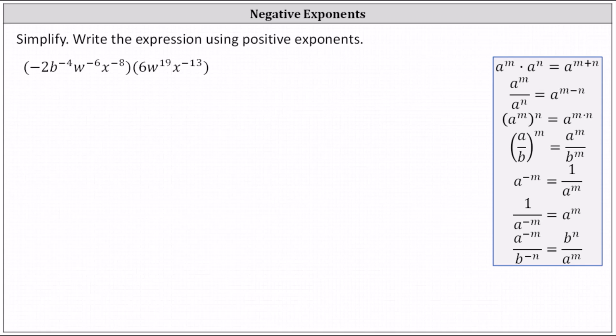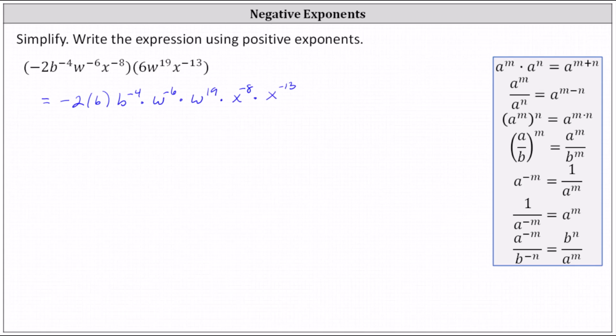Because we are multiplying, due to the commutative property of multiplication, if it's helpful, we can change the order of the multiplication. For example, we can write the given product as negative 2 times 6 times b to the power of negative 4 times w to the power of negative 6 times w to the power of 19 times x to the power of negative 8 times x to the power of negative 13. Notice I changed the order of the multiplication so the factors with the same base were next to each other.